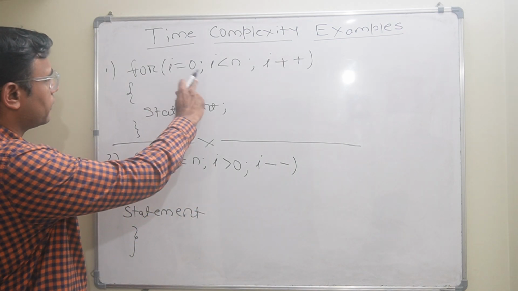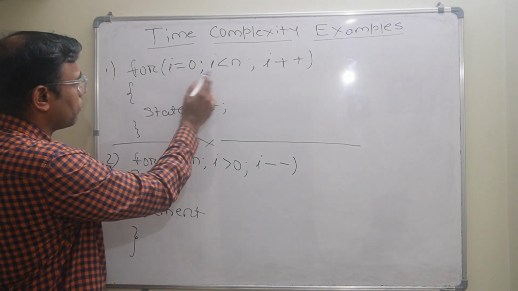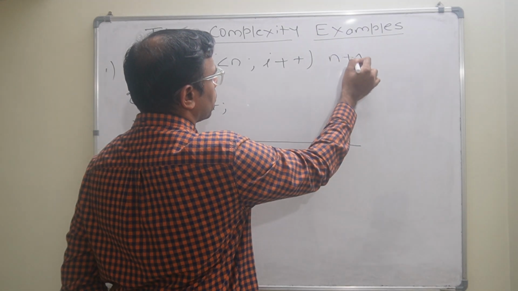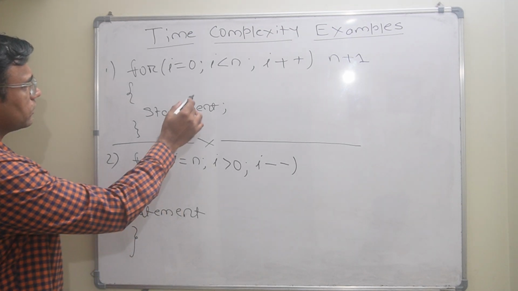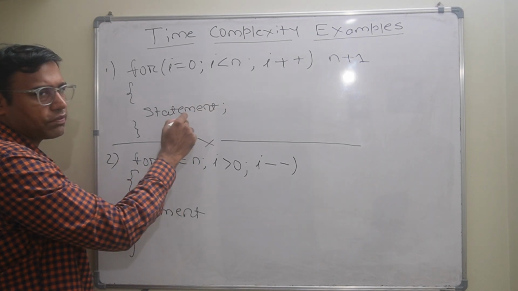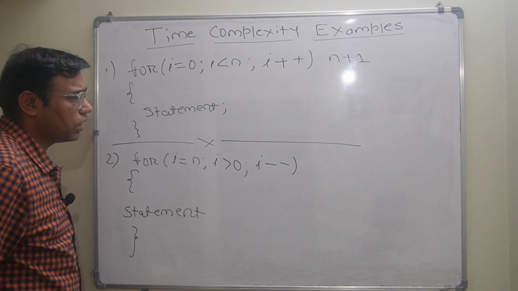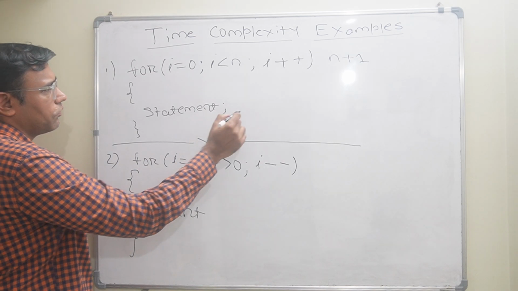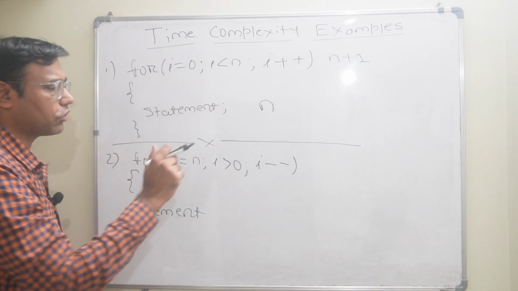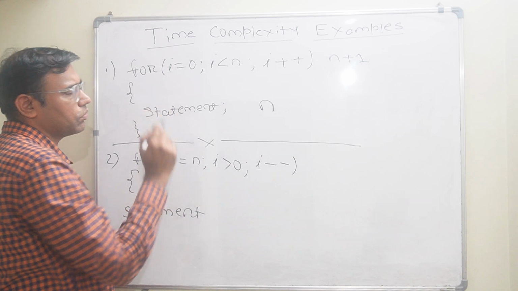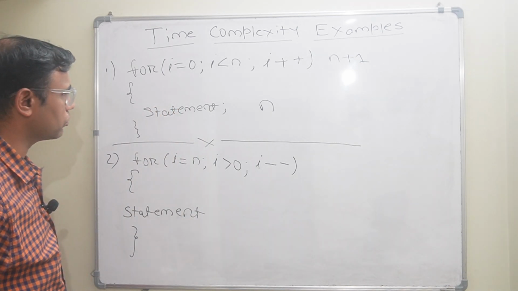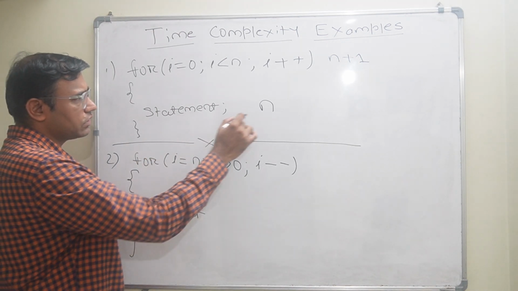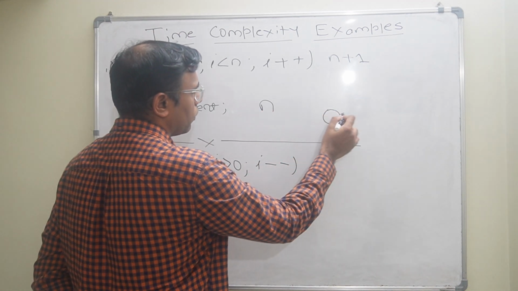If you look at this for loop, it will work from 0 to n, with i less than or equal to n, which means the condition will be checked n plus 1 times. The statement will execute until this condition is true. When the condition is false, this statement will not be executed, so the statement is executed n times, not n plus 1, because at the last check the condition will be false. Since it is executed n times, the time complexity will be order of n.